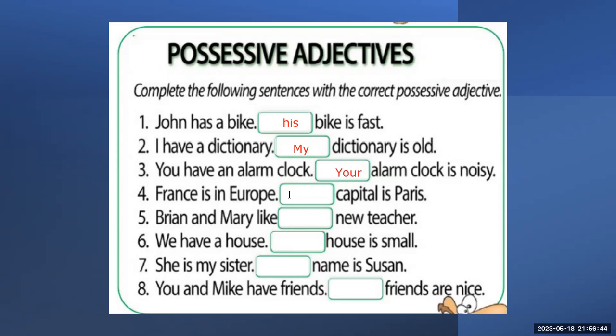Number four. Who wants to do it? Number four, please. France is in Europe. Its capital is Paris. Okay, how do you say right here? Its. Okay, its capital is Paris, okay? Number five.